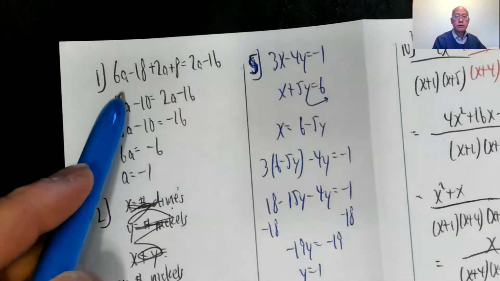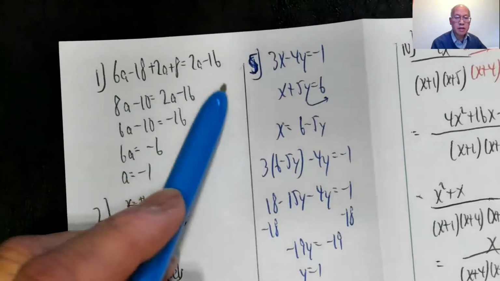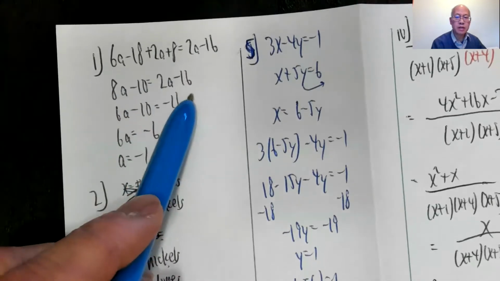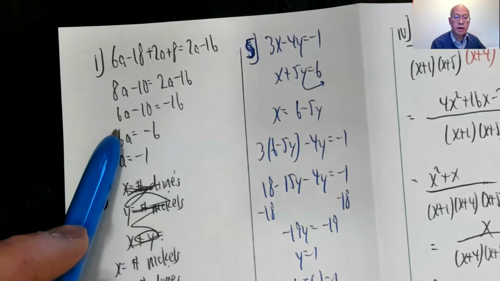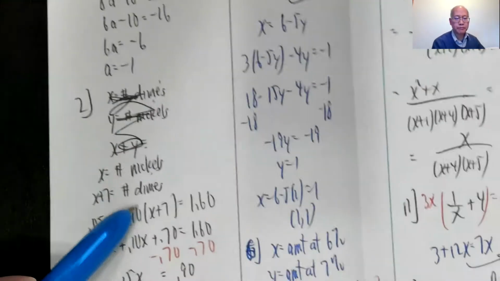Number one, distribute: 6a minus 18 plus 2a plus 8 equals 2a minus 16. Combine like terms: 8a minus 10 equals 2a minus 16. Subtract 2a, add 10, and divide by 6. a equals -1.